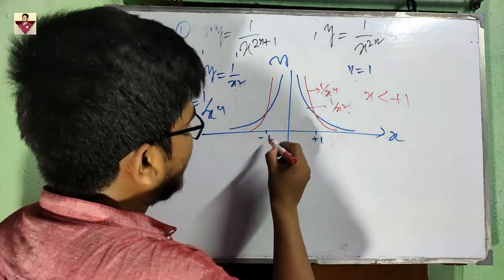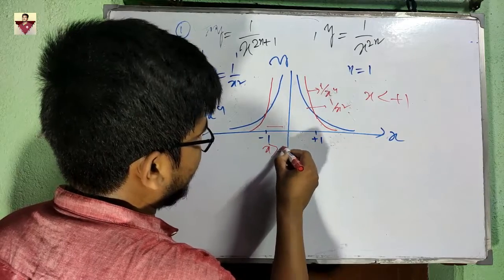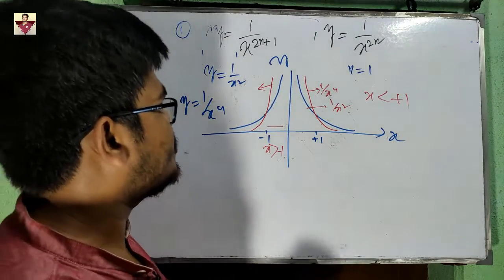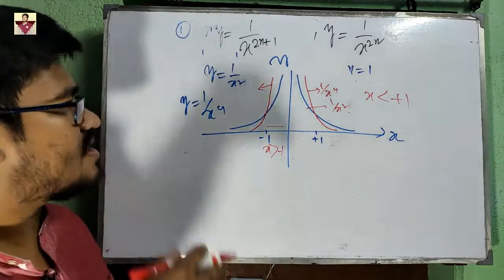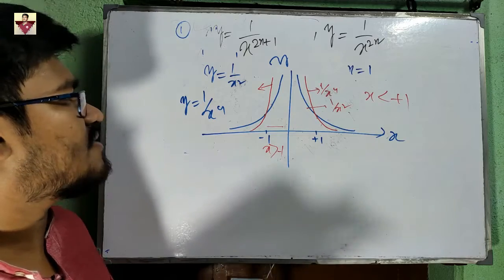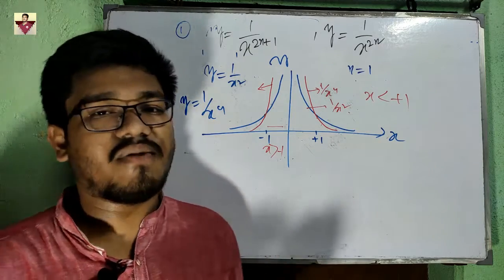Okay. Similarly, for x greater than -1 region, that is this region, as you can see, 1 by x to the power 4 has higher magnitude or varies much faster than the 1 by x square graph. So you can plot all those x to the power 2n functions, these even functions, like this, keeping in mind those +1 and -1 regions.